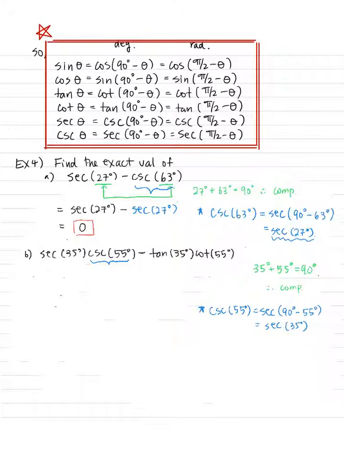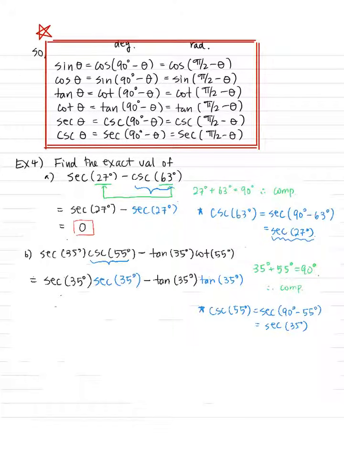Okay, so let me just work that out. So this is the same thing as secant of 35 degrees. And then this portion now becomes also the secant of 35 degrees. Okay, and then minus, let's keep the tangent of 35. And then what? Cotangent, the cofunction of cotangent is tangent. So we're going to do the same thing. So this portion is going to become what? Tangent of, the complementary angle to 55 degrees is 35 degrees.